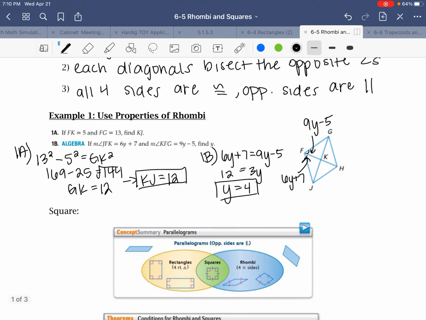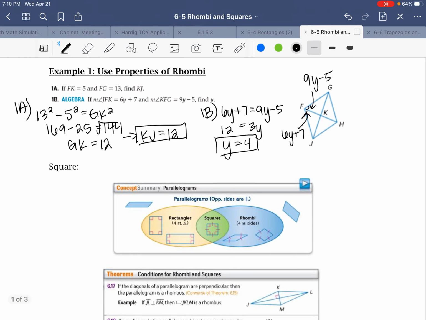Right, now looking at squares. Squares have 4 congruent sides and 4 right angles. So that's why squares are rectangles. Squares are also rhombuses, but not all rhombuses and rectangles are also squares, which takes us to this infographic right here. Squares are both a rectangle and a rhombus, but not every single rectangle is a square, and not every single rhombus is a square.